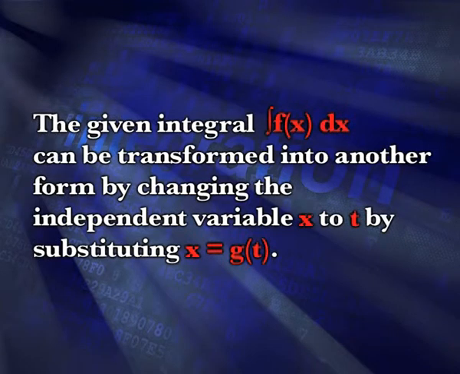In this section, by suitable substitution, the variable in the integrand is changed into another variable so that the integrand gets changed into a function which can be easily integrated. The given integral, integration of f(x) dx, can be transformed into another form by changing the independent variable x to t by substituting x equals g(t).